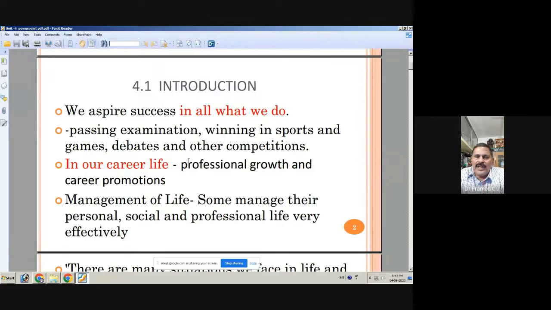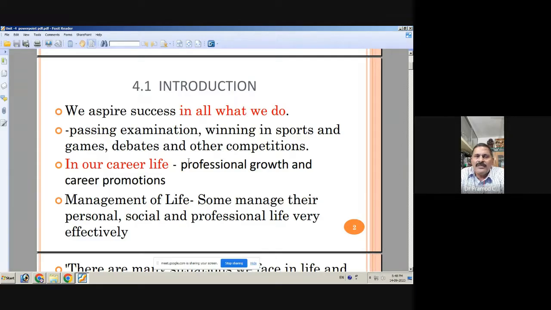Suppose in a particular class, all students are interested that they should get first class. How is it possible? If every student says that the result will be 100%, how is it possible? So there are individual differences. When we are living together in a particular family, we have brothers and sisters, but all our brothers and sisters are not equal.